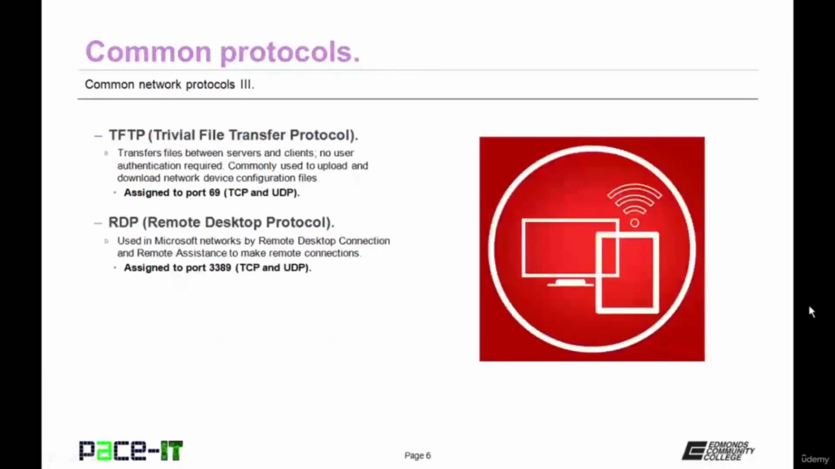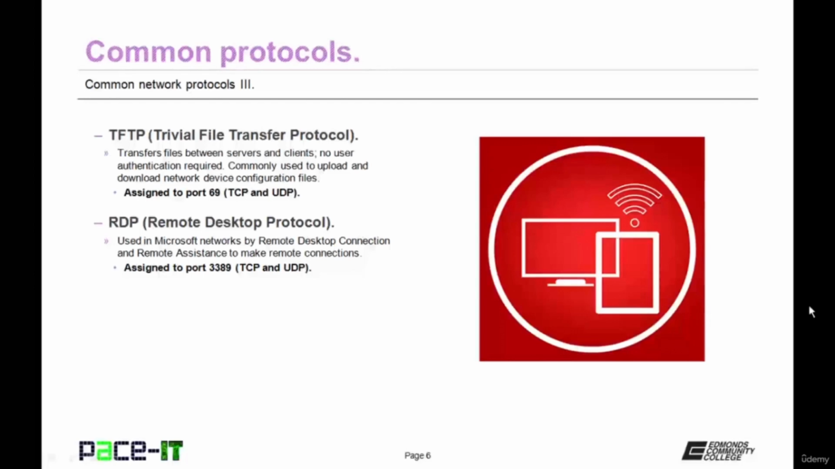Then there is TFTP, Trivial File Transfer Protocol. It transfers files between servers and clients. No user authentication is required, and no encryption is in place. It's commonly used to upload and download network device configuration files. It's assigned to port 69 and uses TCP and UDP at layer 4 as its transport protocol.